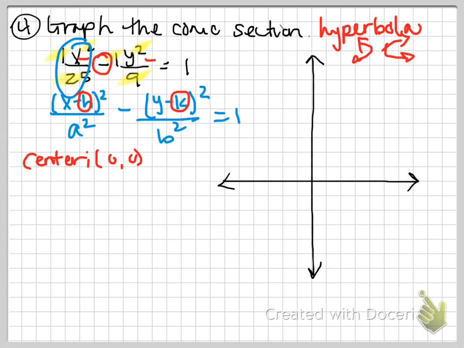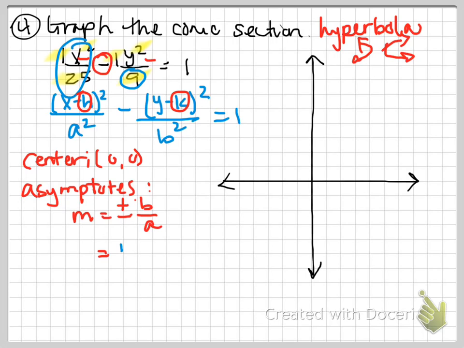Okay. Now let's talk about asymptotes. Asymptotes are those guidelines. Asymptotes are going to have a slope. They're going to go through the center, and they're going to have a slope of plus or minus b over a. So for this particular problem, b is going to be 3 because the square root of 9 is 3. So I'm going to have plus or minus 3 over, and a is going to be 5 because the square root of 25 is 5. So I'm going to have asymptotes with a slope of 3/5 and -3/5. So let's get this thing graphed.